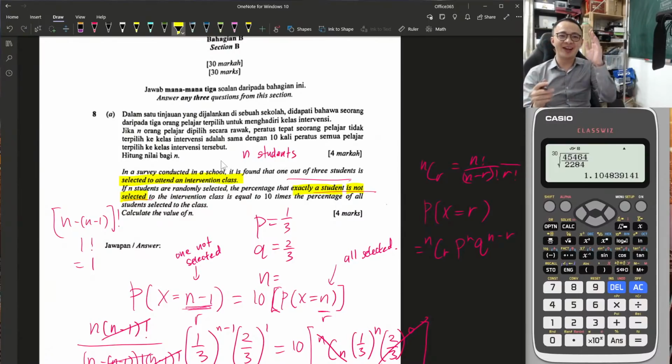So if n is 10, and one student is not selected, that means you will select 9 of them, isn't it? How do you get 9? You will take the 10 minus 1, isn't it? So this is the idea of n minus 1, because one student is not selected. If only selecting one student for the intervention, then n equals to 1. But if one student is not selected, I will use the total minus that 1 to find out the number that will be selected, which is n minus 1. I hope you can understand. This is how I write out the n minus 1.